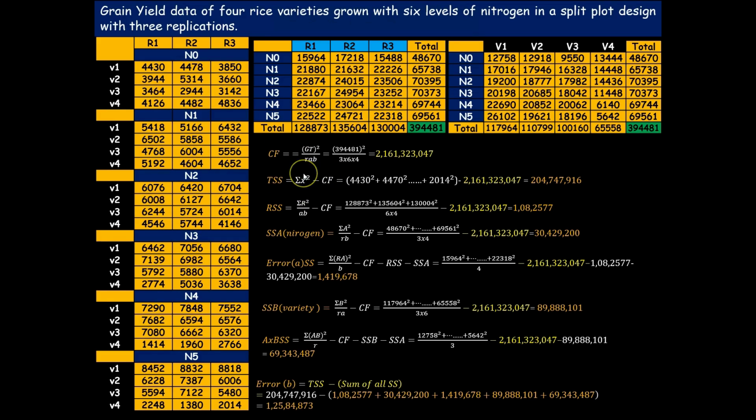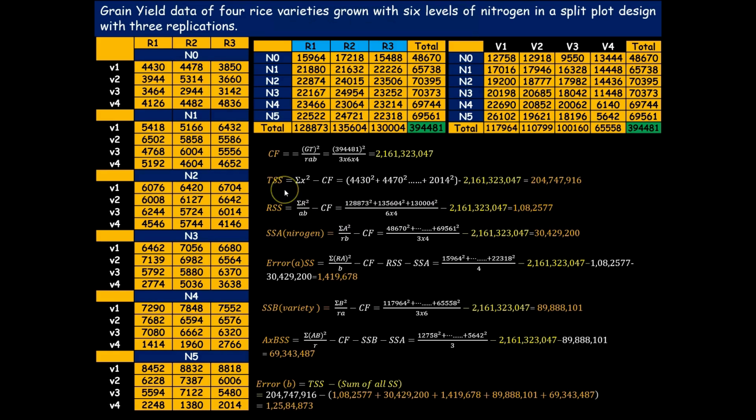And total sum of squares is summation x square minus the correction factor. That means the square of each and every individual observation in the original data, that is 4430 square plus this square plus this square, up to the last one, that is 2014 square, minus the correction factor. So we will get the total sum of squares.